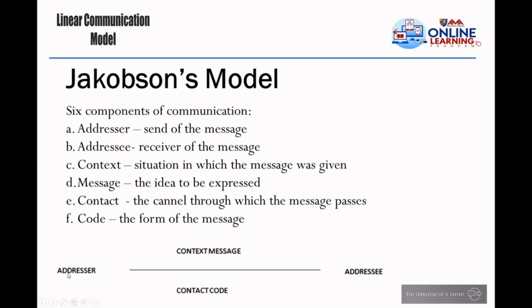For the addresser, the same, sender, context, message, code, and the message is in the middle, and the addressee is at the last part. So the message was from the addresser to be transmitted to the receiver. That's it. It also follows a linear pattern because the message is from addresser to addressee only. It is still a linear pattern.